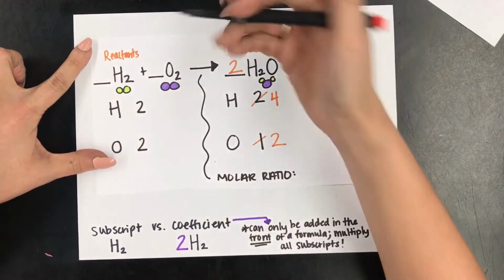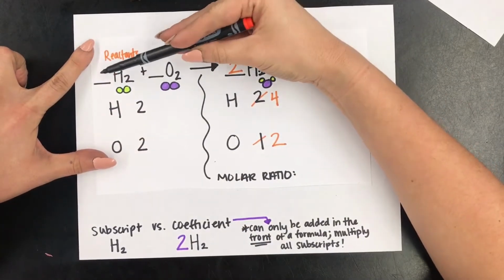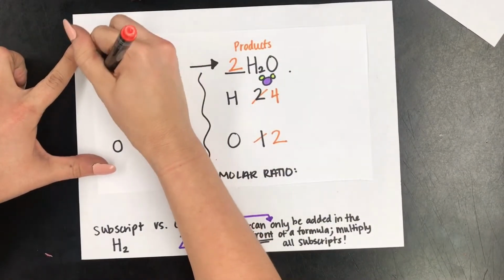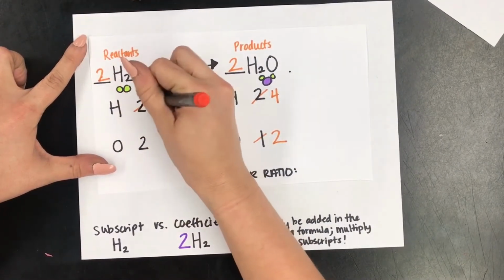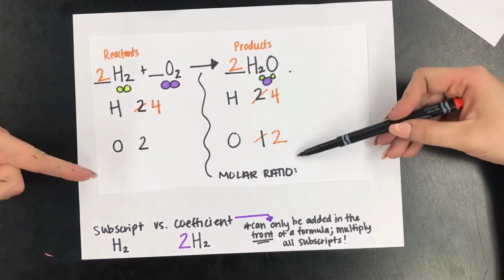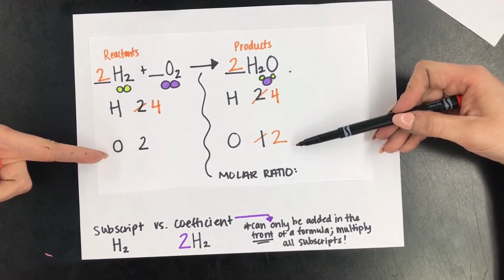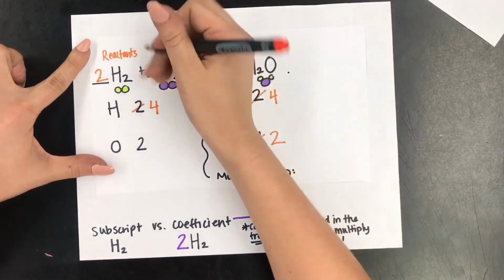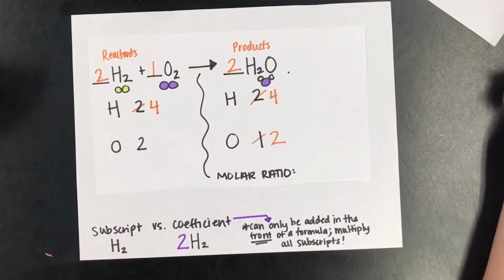I'll find hydrogen. Hydrogen is not in a compound. So what coefficient I put here only changes the hydrogen, which is good. 2 times 2, 4. If we step back, hydrogens are equal now, oxygens are equal now. If you don't have a coefficient, that means the coefficient was an understood 1.